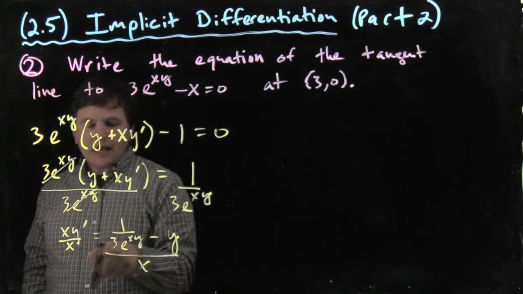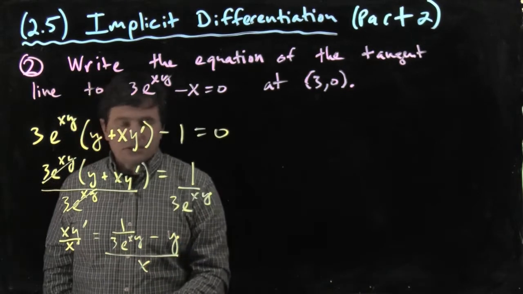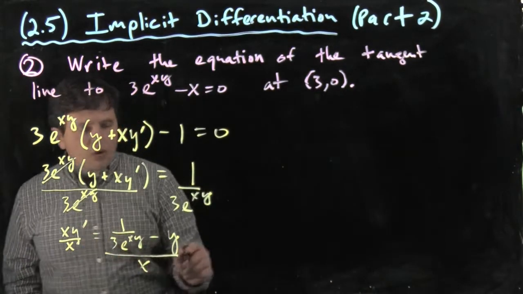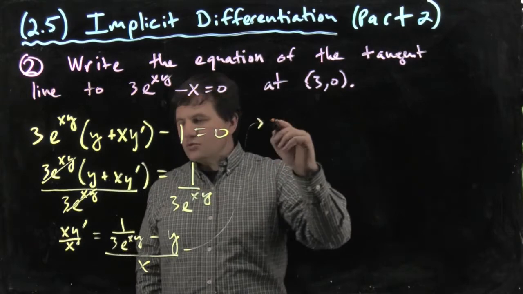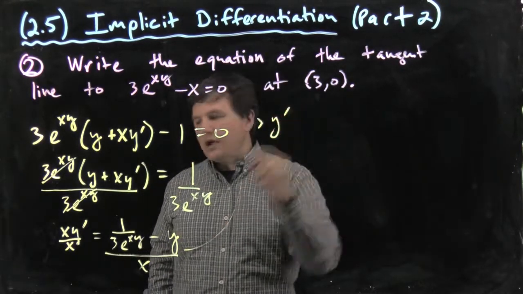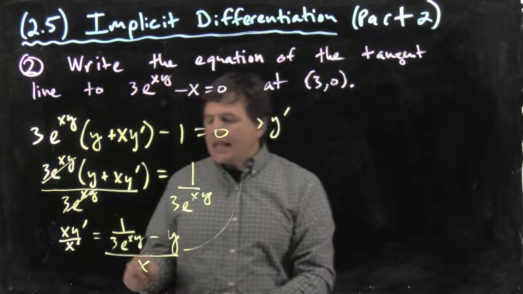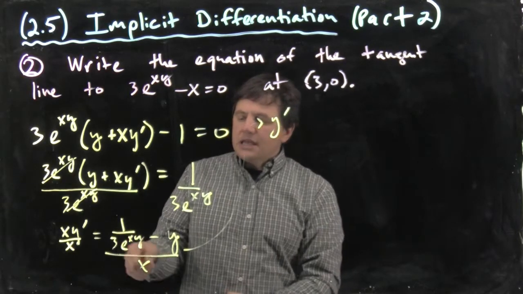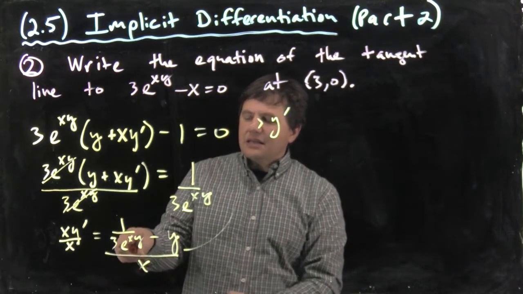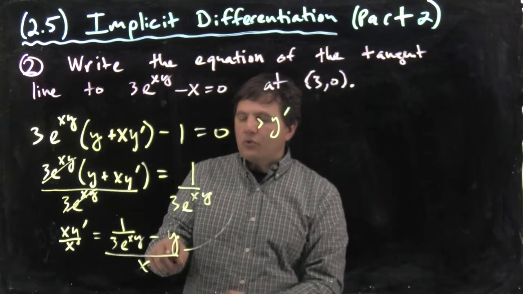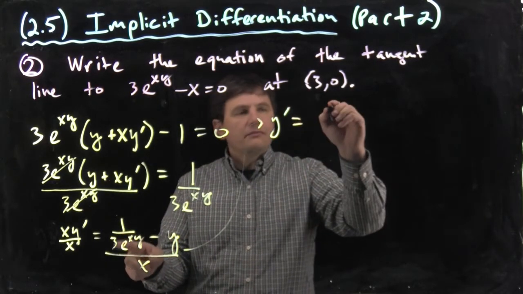Now here's the thing, I don't want to leave it like this because that's sort of awful looking. So what we're going to end up getting here is y prime, right, because the x's cancel. And then as I divide by x, x is just going to end up in the denominator of both those terms. So that's going to look like this.